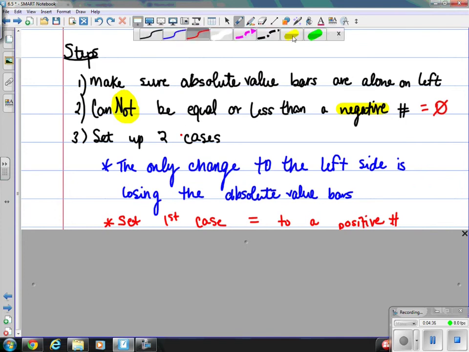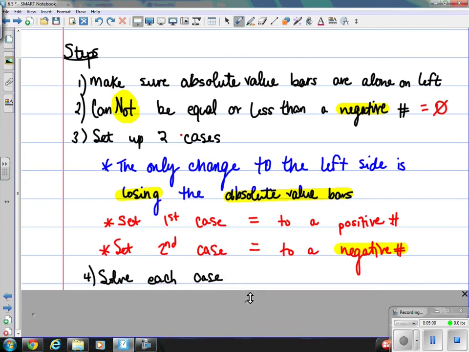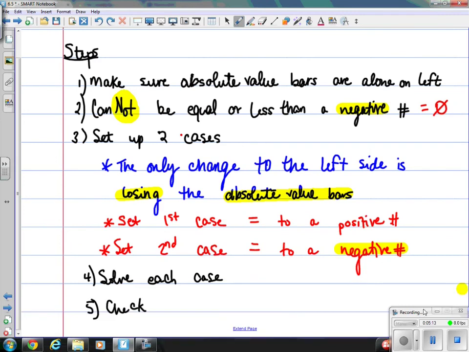And here's just one quick reminder before I talk about case 2. We lost our absolute value bars, so we don't have absolute value bars anymore. It just looks like an equation now. So on case 2, we set it equal to a negative number because it's now outside the absolute value bars. And I'll show that here in a second in the examples. So case 1 equals a positive, second case equals a negative. Alright, step 4, solve each case, and step 5, check.